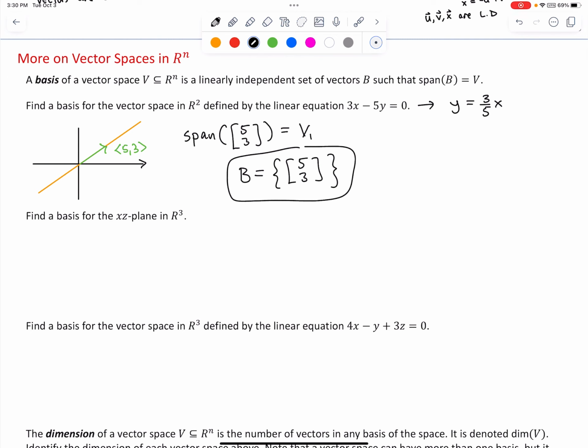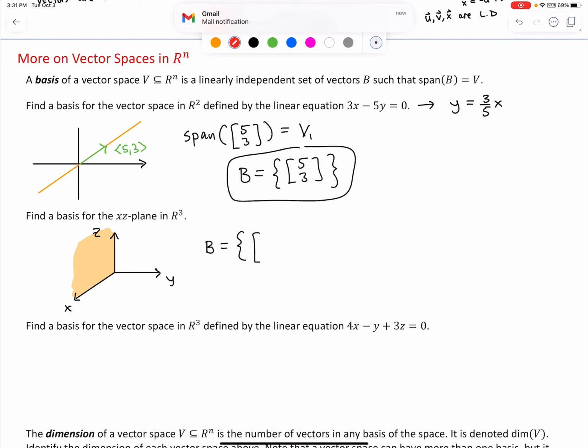For the next one, find a basis for the xz plane in R3. So I'll draw a little representation of what this plane looks like. It's the plane that contains the x and z axes. It'd be this plane right here. Now, we're only seeing a portion of it in this particular viewing, but to find a basis for this plane, we need to find the minimum number of vectors such that the span of those vectors will equal this plane. So our basis will be a set of vectors. They have to be three-dimensional vectors.